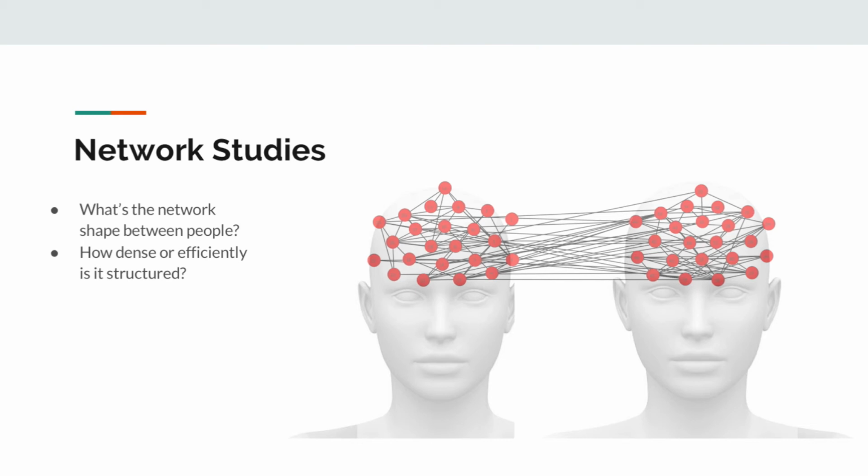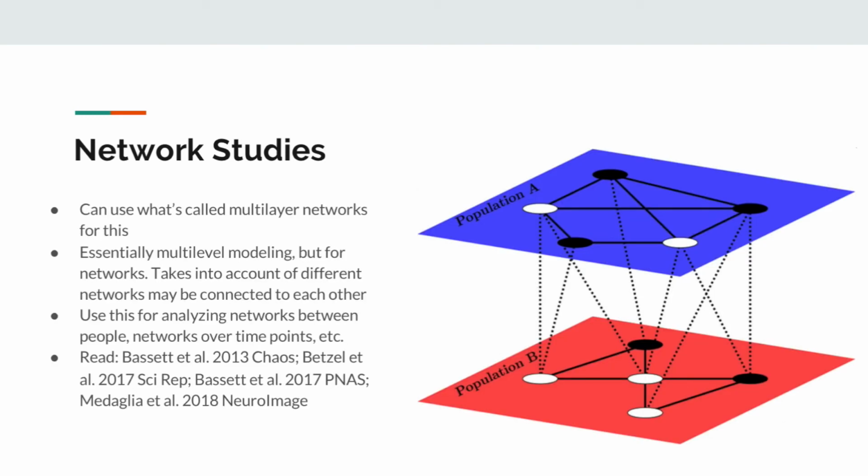For doing these kinds of analyses between people, you would use what's called multilayer networks. And essentially, it's a version of multi-level modeling, but for networks. It takes into account the different networks that may be connected to each other. You would use this for analyzing networks between people, networks over time points, etc. Some good papers to read are definitely from Dani Bassett's work and her collaborators, so I posted some papers there that I really like.